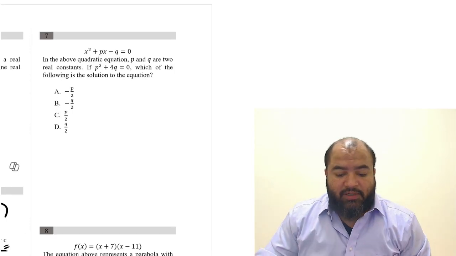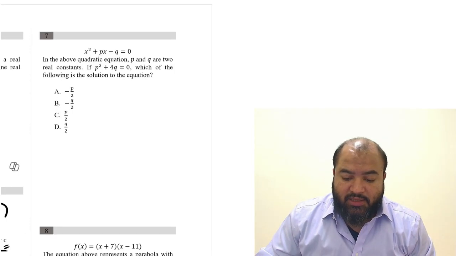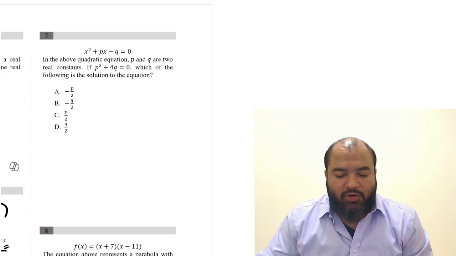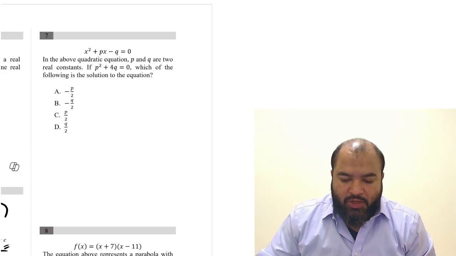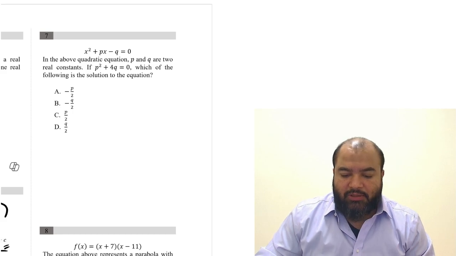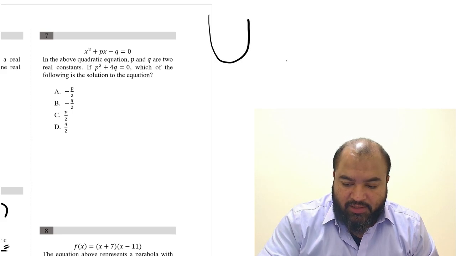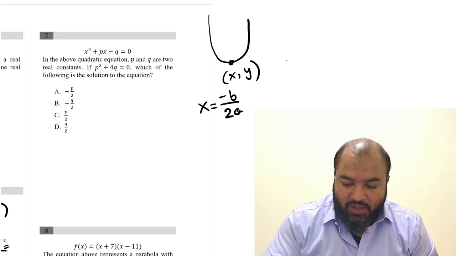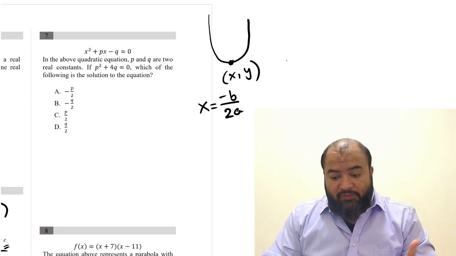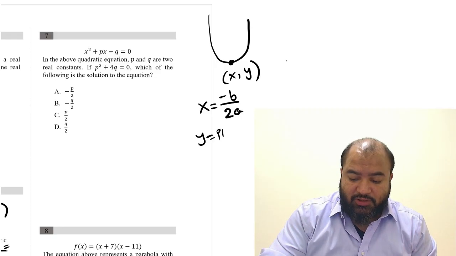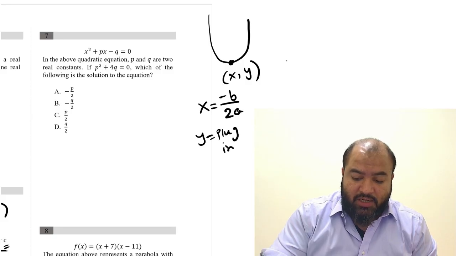Okay, number 7, they gave us another quadratic equation. In the above quadratic equation, P and Q are two real constants. So P squared plus 4Q equal to 0. Which of the following is the solution? Now, in quadratic equations, so far you have learned how to find the vertex, x comma y. If you want to find x, it's equal to negative b over 2a, right? So that's one piece of information about quadratic equations. If you want to find the y, you have to plug it into the equation, right?